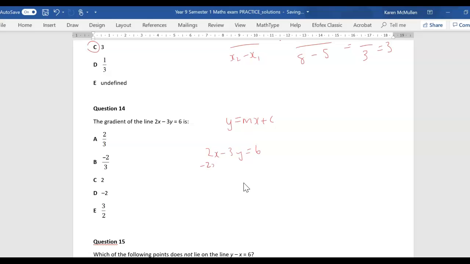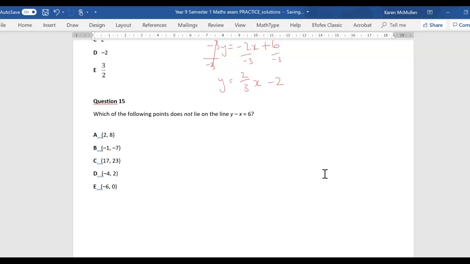Let's take the 2x over to the other side. That goes, and we're left with -3y equals -2x plus 6. Then we want to get y on its own, so we divide each term by -3. We're only looking at the gradient, so we don't have to worry about the 6 divided by -3. The number in front of the x is a negative divided by a negative, which is positive, so 2/3, and then 6 divided by -3 is just -2. So your gradient is 2 on 3. Where are we? Option A.